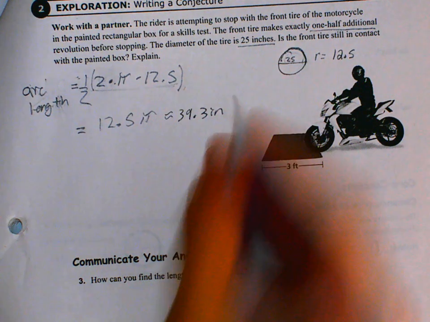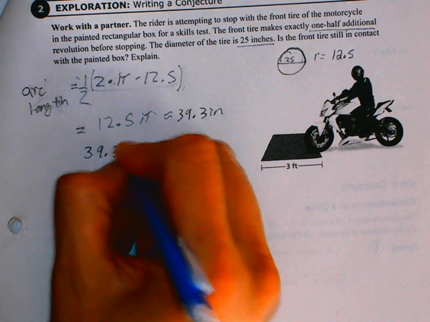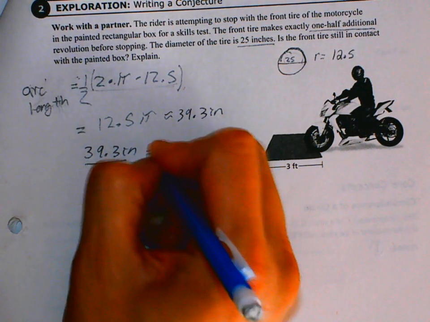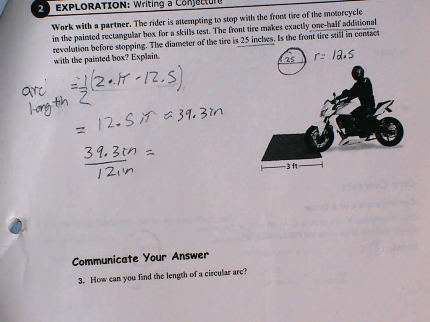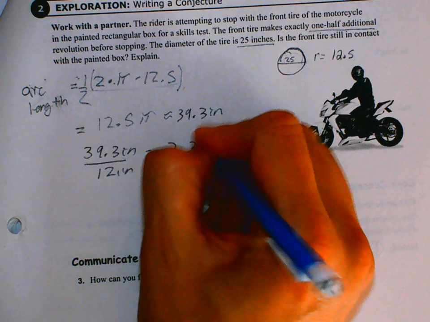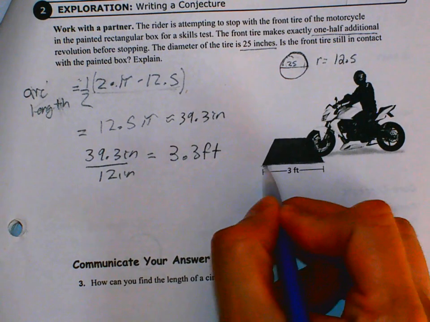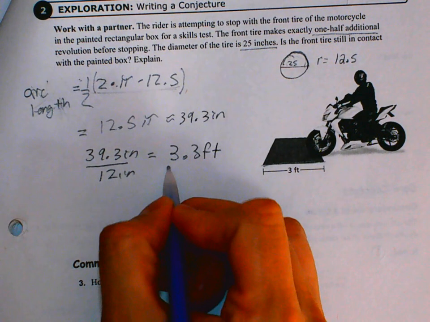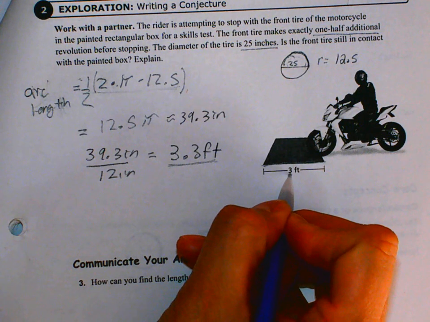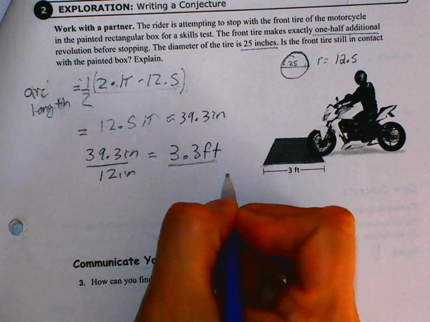Now, what I want to do is convert that into feet. So this 39.3 inches, I'm going to divide it by 12 inches to get it into feet. So divided by 12, and I get about 3.3 feet. Now, the painted portion is only 3 feet long, which means that the length of the tire, or halfway, is more than this. So that means that the tire went past the paint box.